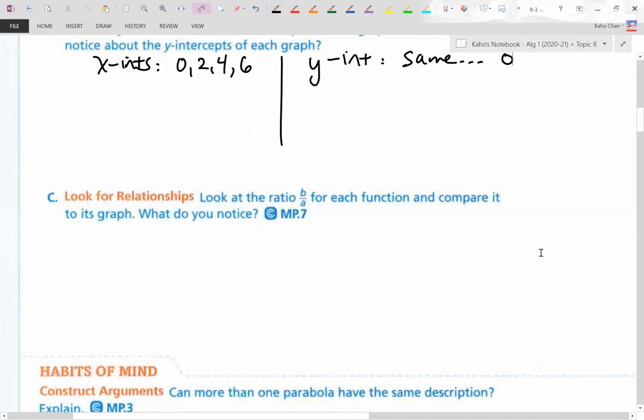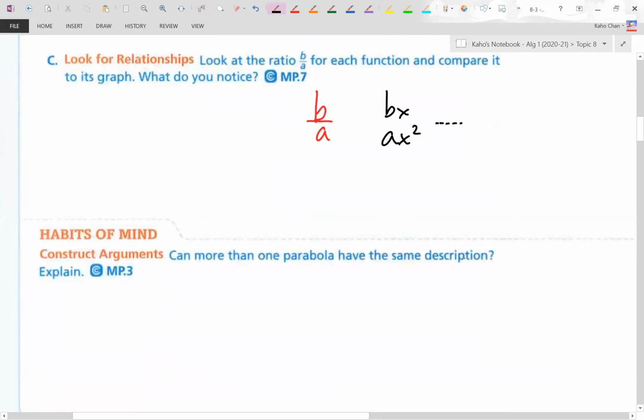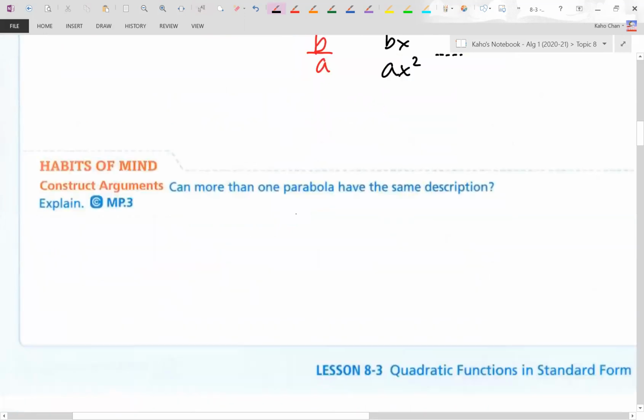Next question, look at the ratio b over a for each function and compare it to its graph. What do you notice? Now b over a as a ratio, meaning division, is basically bx over ax squared. So in this ratio, the x's would cancel one of them. Kind of interesting. That's what I noticed. We're going to skip this question right here and move on to the next page.